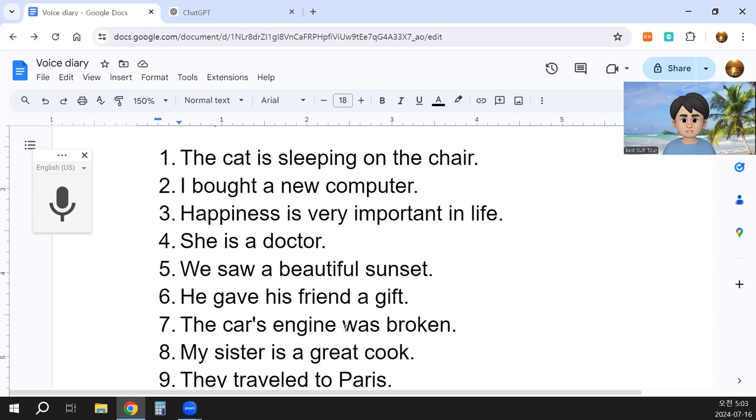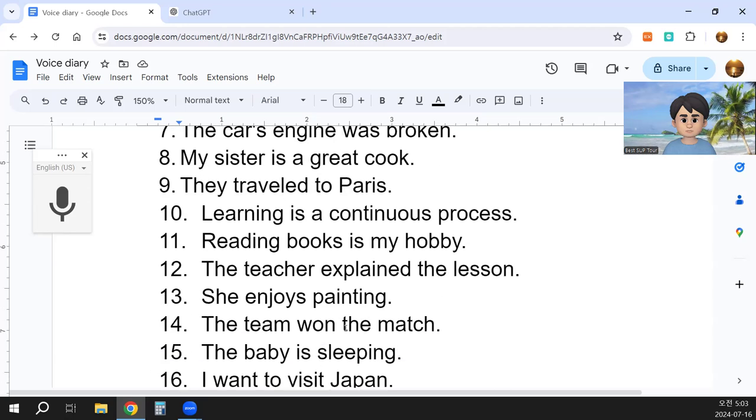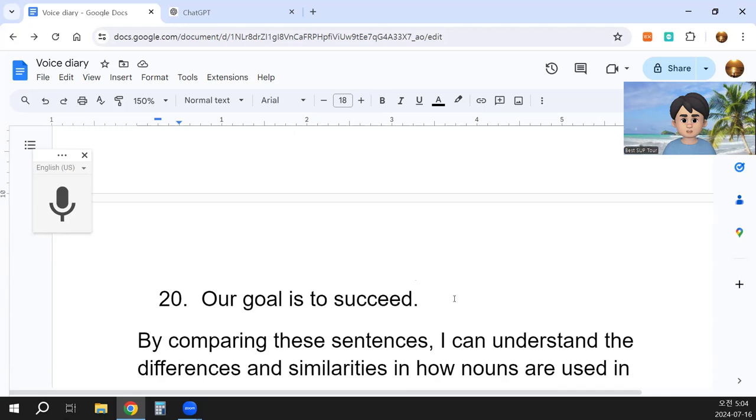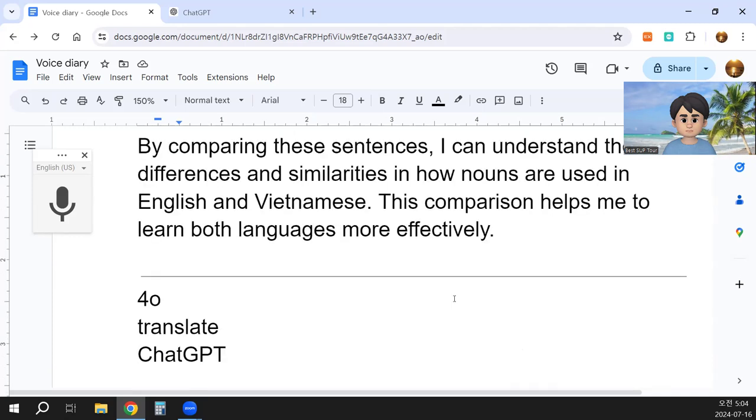My sister is a good cook. They traveled for years. Learning is a continuous process. Reading books is my hobby. The teacher explained the lesson. She enjoyed paintings. The team won the match. The baby is sleeping. I want to visit Japan. Their happiness was evident. The house is being renovated.